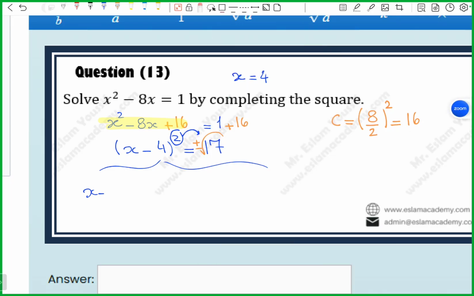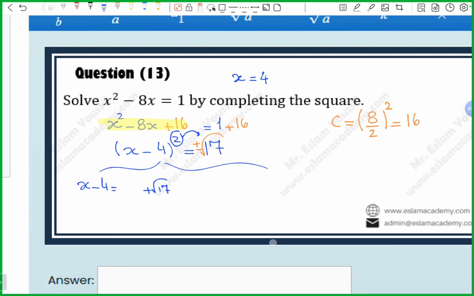Again, one more time. Once you said that x minus 4 all to the power 2 equals positive or negative the square root of 17, do you have a problem until this part? No. So now we can say that x minus 4 is equal to the square root of 17. Once we have the answer with the square root, just leave a space, write negative the square root of 17. Any problem?